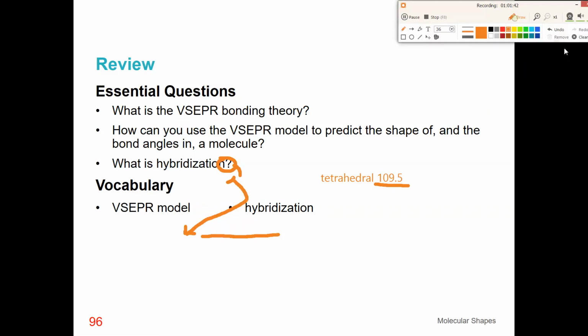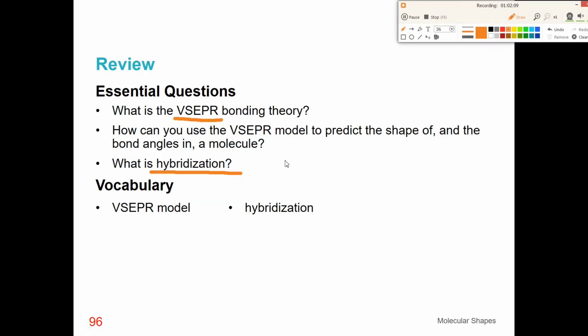Right? Basically, that's all for this section. So we talked about two ideas, two theories, that relate to each other. Valence shell electron pair repulsion theory. The idea is the electron pairs are going to repel each other, trying to move away from each other as far as possible.